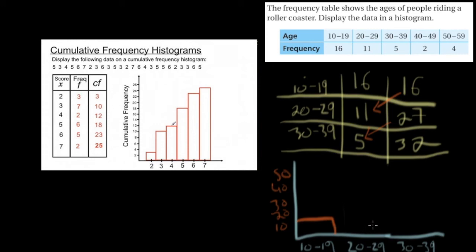And then remember, 20 to 29 does not mean I do a bar of 11. No. It means I do a bar of 27. So it'd be a little bit bigger. And then I go up to 32. It's a little bit bigger, but do notice it is a little bit bigger because this is a cumulative one. So it's probably going to keep getting bigger. And you just kind of keep doing that. And that's how you would build your cumulative frequency histogram.